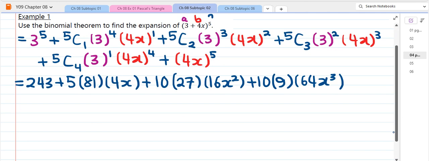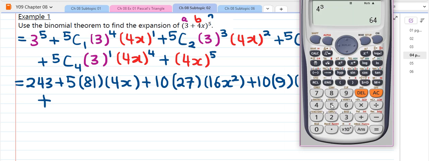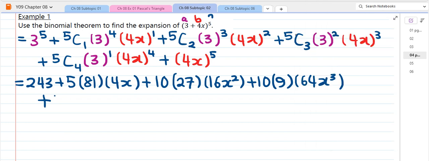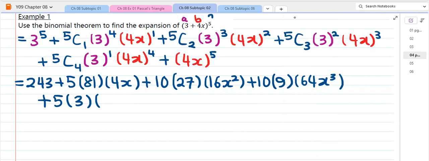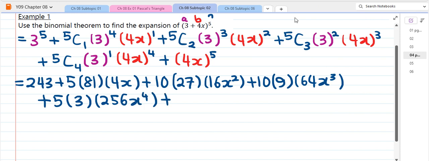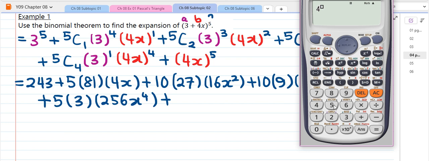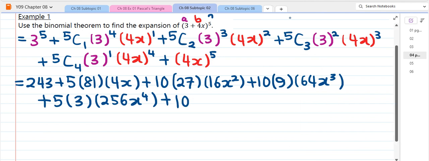And the next term, let's put it just down here. 5C4, I predict it will be another 5. Yes, it is another 5. And then 3 to the power of 1. 4 to the power of 4 is 256, so 256x to the power of 4. Plus, 4 to the power of 5 will be 1024, so 1024x to the power of 5.